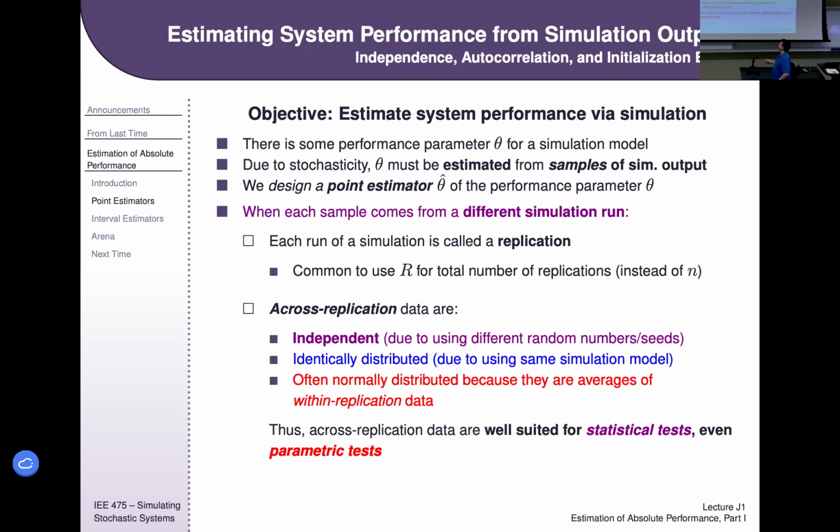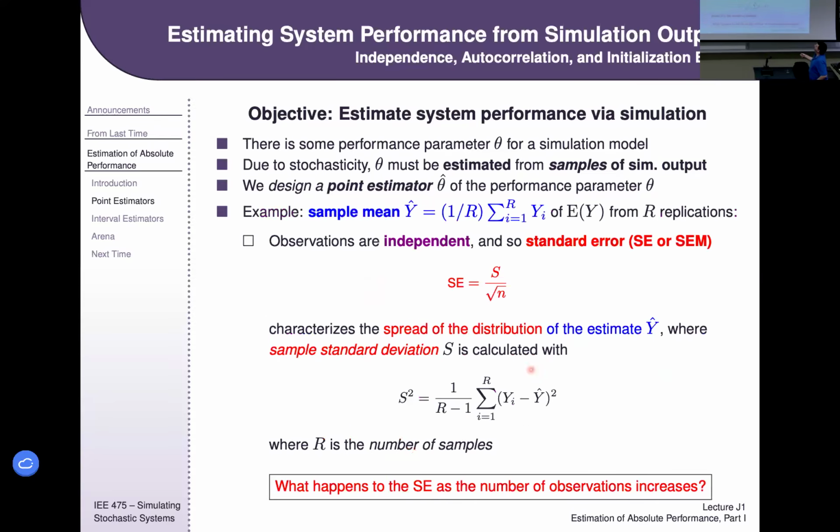That isn't always the case. But across-replication data meet the assumptions of our parametric tests, of our t-tests, of our ANOVAs, and so on. But across the replication data, we are often going to summarize with the sample mean. So we're just going to take the average across all our replications.